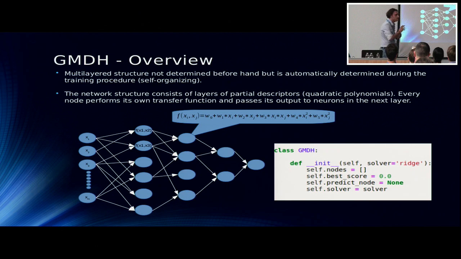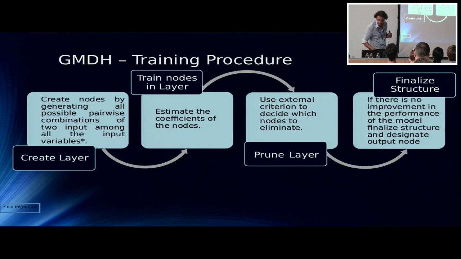And during this learning process, it is very important to keep track of the best node, that is, of the partial model that has the best prediction score on a validation set during the learning process. This will be used as a criterion to terminate our learning process.